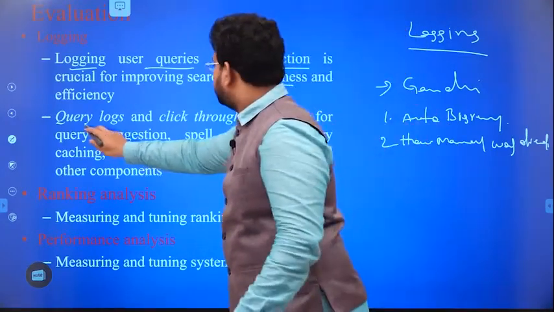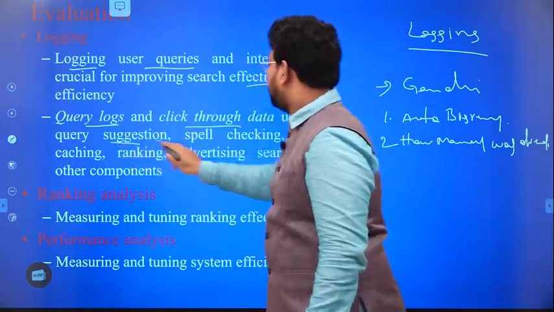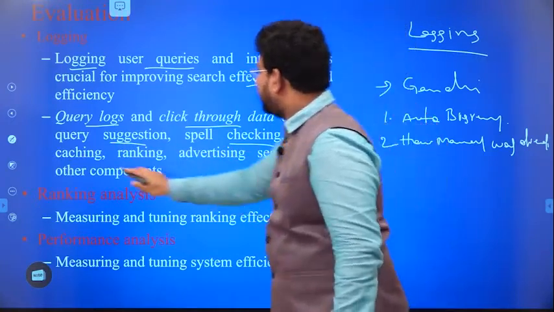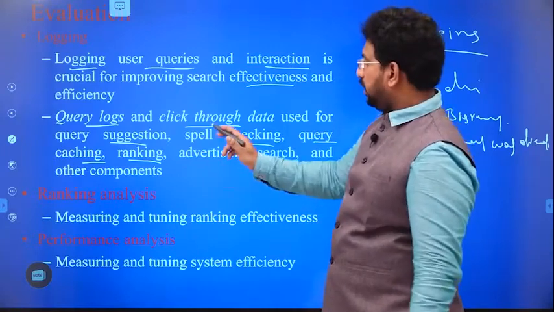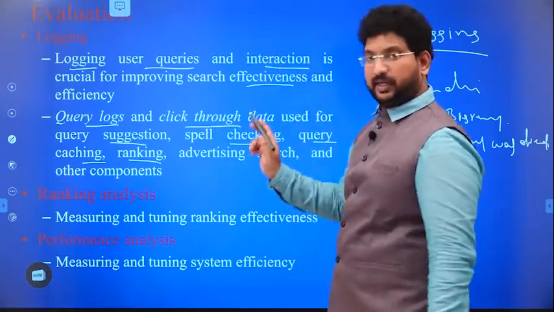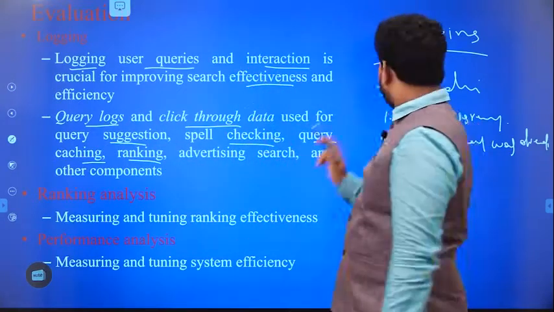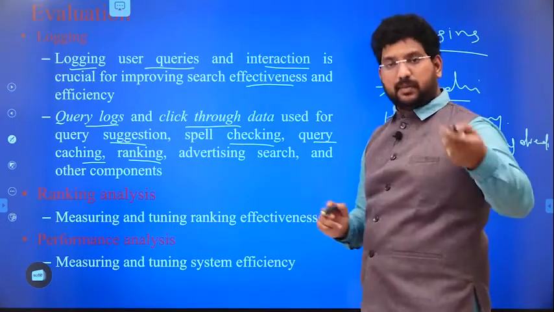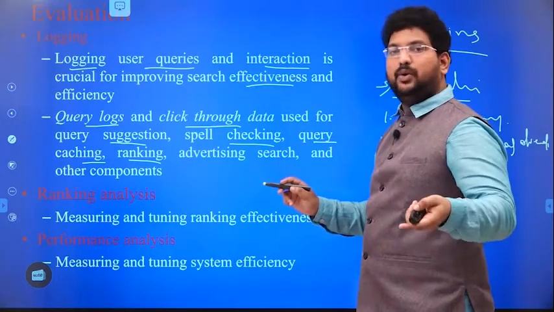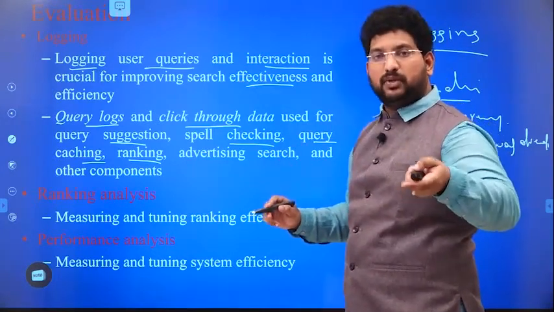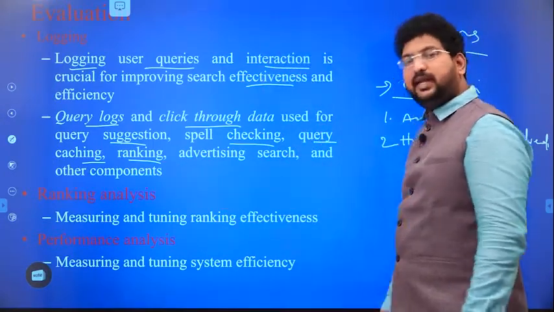The query logs and click-through data are used for query suggestion, spell checking, query caching, ranking, advertising search, and other components. So what are the different queries suggested for Mahatma Gandhi, what spell checking will be done, and how query caching is able to catch the information about particular words or the query, and ranking and advertisement, and ranking analysis.